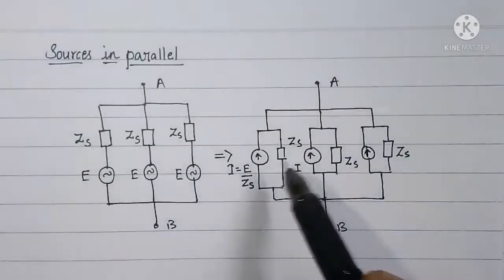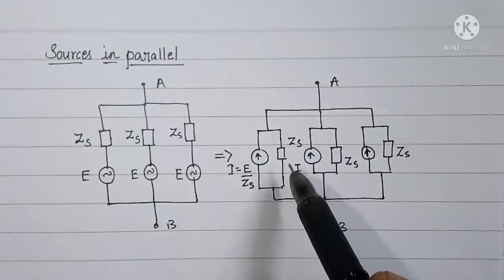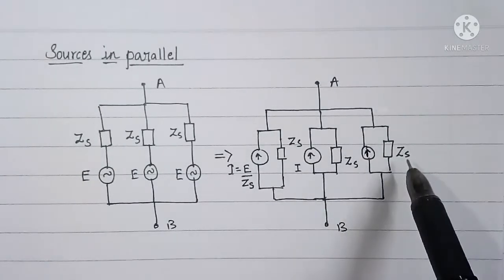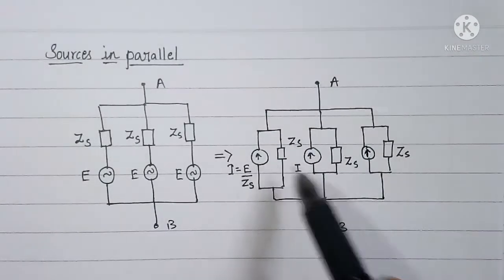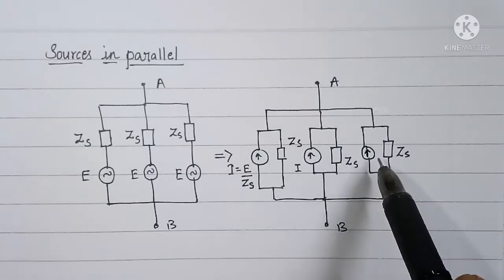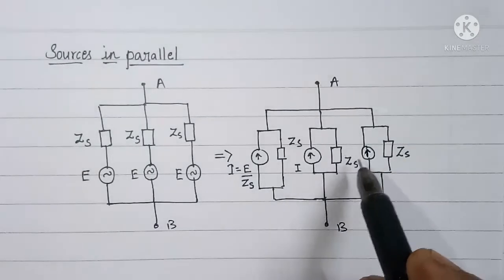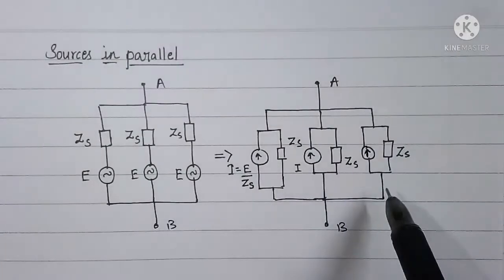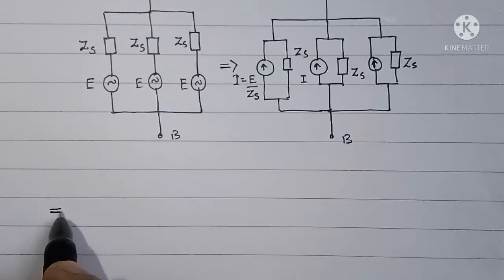between terminals A and B connected in parallel. Here you can also observe that all the 3 impedances are connected in parallel between terminal A and B, and all the current sources are also connected in parallel. So now we can represent the parallel connection of all these 3 current sources by a single current source and single impedance between terminals A and B.